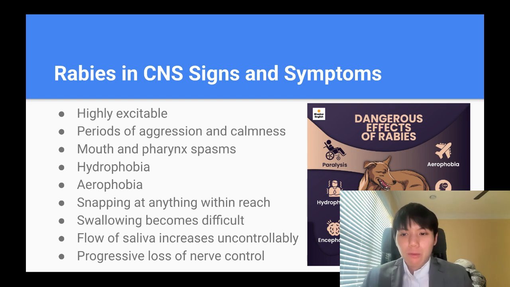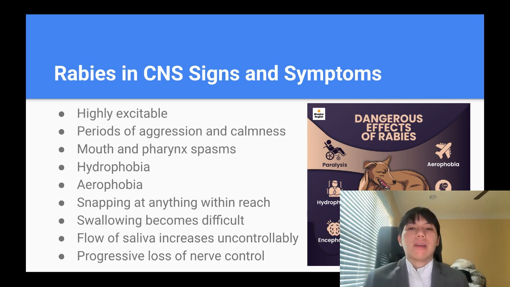They can snap at anything within reach, even biting others. Swallowing becomes difficult, and saliva increases a lot as the paralysis begins to set in. Finally, the victim progressively loses nerve control, which leads to death within just a few days of the symptoms appearing.